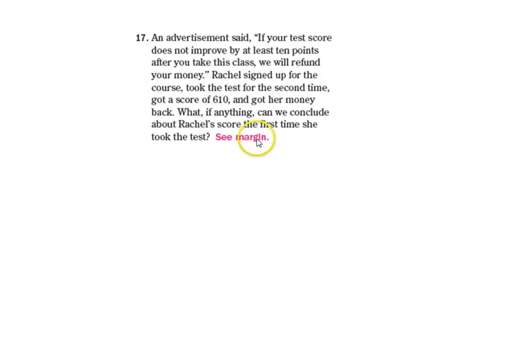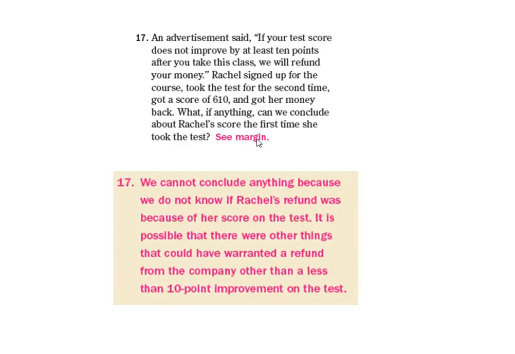Again, it says C margin because that's where the answer was in the book. What does the book say? What do we think we can conclude about this? And we can't conclude anything, and I'll read this here. We cannot conclude anything because we do not know if Rachel's refund was because of her score on the test. It is possible that there were other things that could have warranted a refund from the company other than a less than 10-point improvement on the test.